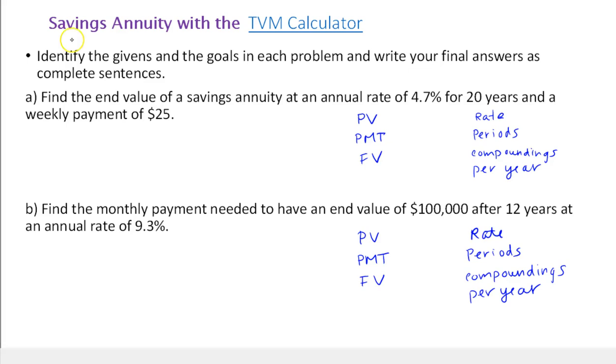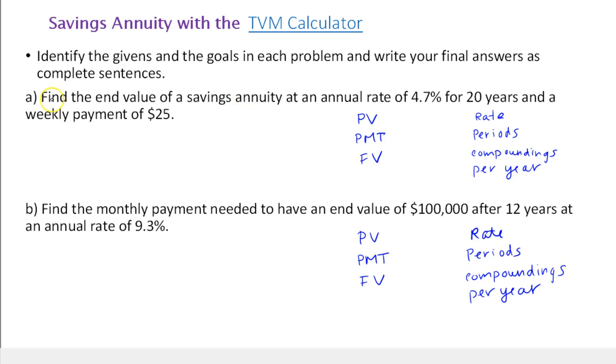In this video, we're going to look at savings annuities with the TVM calculator. TVM stands for time value of money. We're going to use a web-based calculator that's available to you for your homework and on exams. There's also one in a TI-83 or 84 graphing calculator if you're using that. So find the end value of a savings annuity.